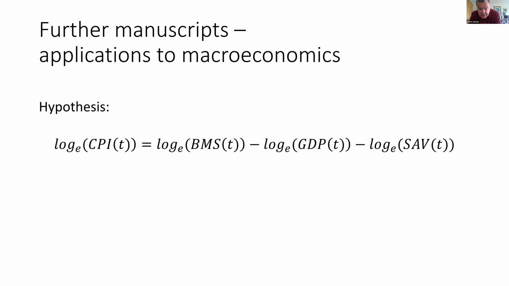So CPI is consumer price, so it's a macroeconomic application. CPI is the consumer price index, which is a measure of inflation. BMS is raw money supply. GDP is gross domestic product, and SAV is savings. So my hypothesis is you can explain the growth, the increase in inflation, with the increase in the money supply minus the increase in the GDP minus the increase in savings. Okay, so that's my hypothesis.